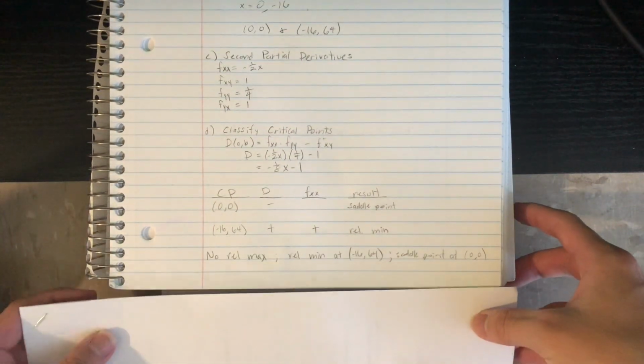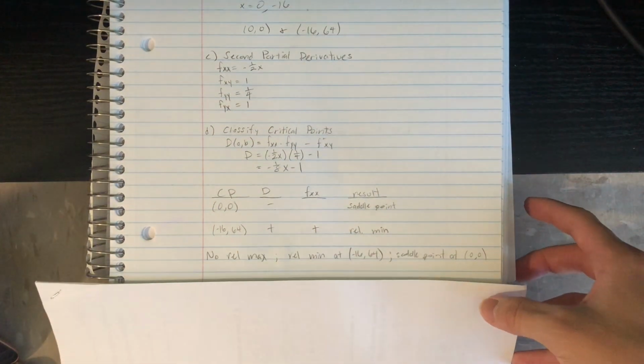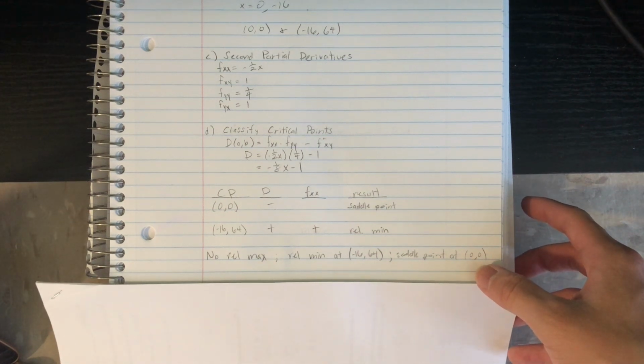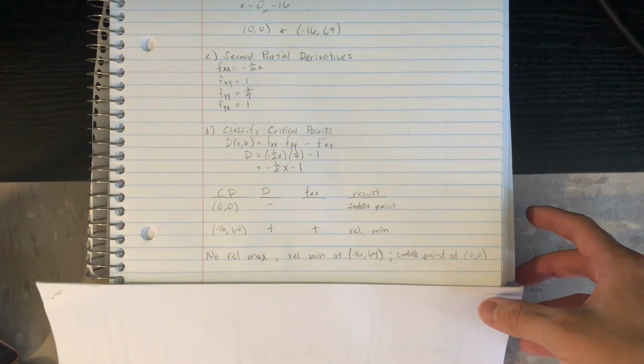So there were no relative max, and there's a relative min at (-16, 64), and there's a saddle point at (0, 0).